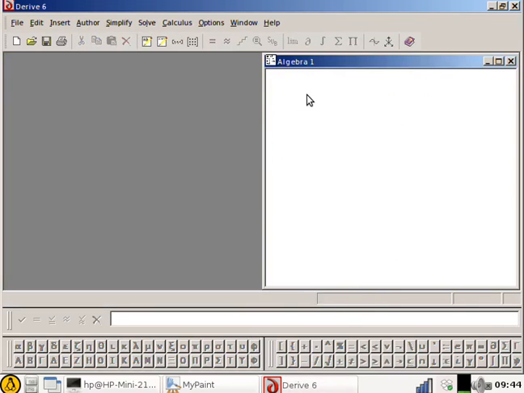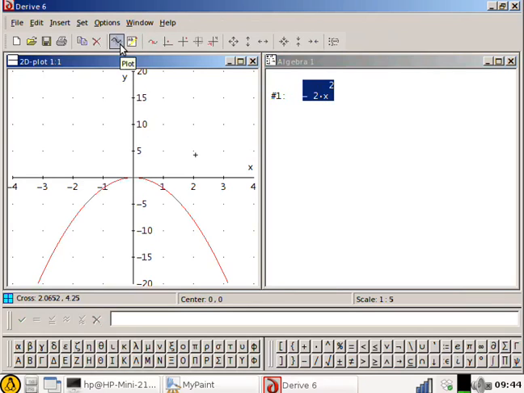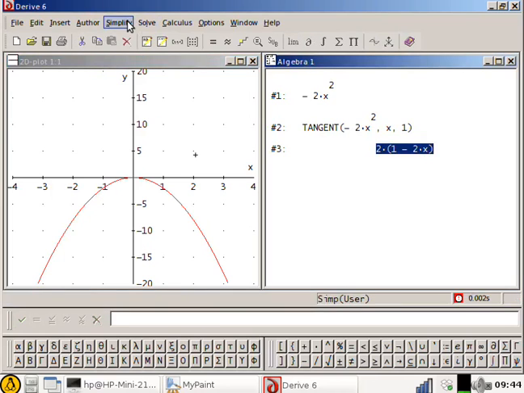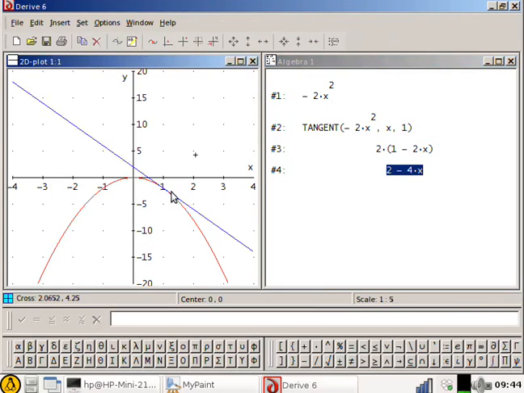What was my function, please? Minus 2x squared. Sorry, the original. Now if I graph that, here we go. There's my graph. Using your answer, what did we say the slope would be if x is 1? Let's calculate that, or let the program calculate that. Tangent minus 2x squared, x is 1. Simplify, expand that. And what's the slope? Minus 4. And when I graph that, there it is, minus 4.